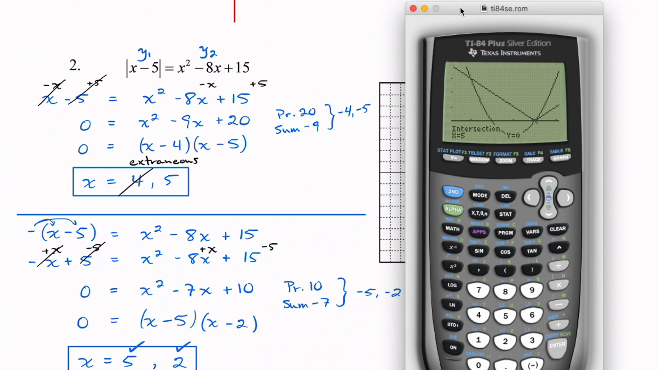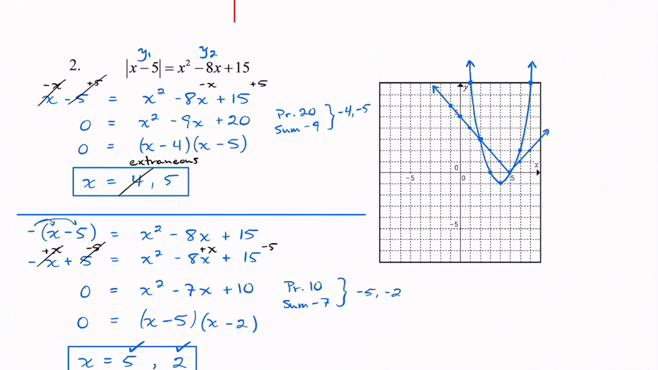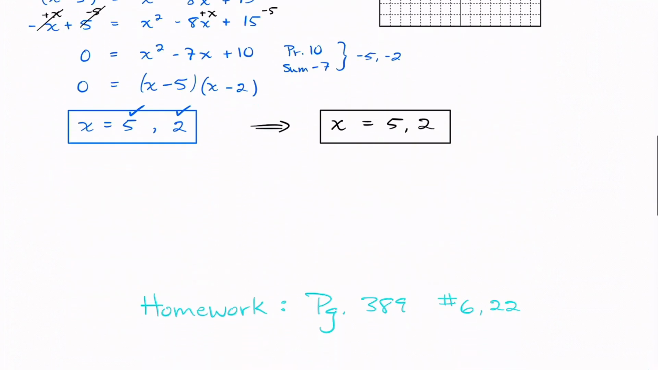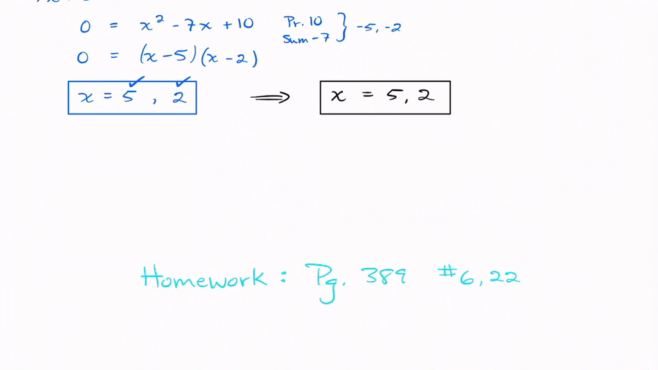So our final solution, let's just write that here at the end. It's going to be x is equal to a 5 and a 2. So that was our last question. Textbook questions down here at the bottom, we just got 2, and they're on page 389.